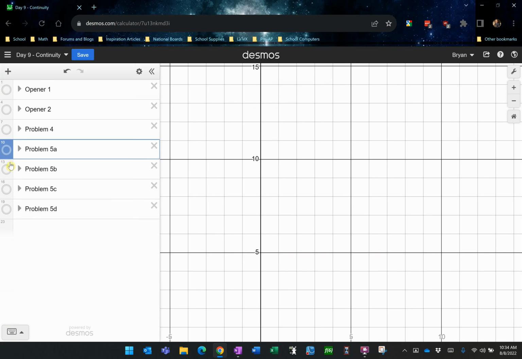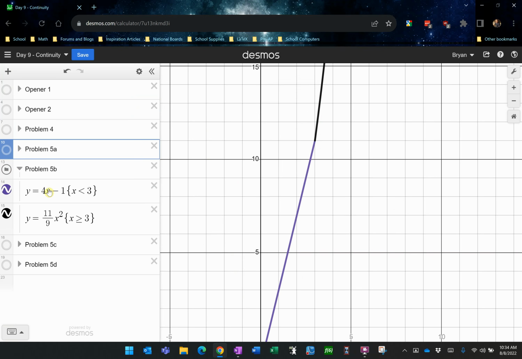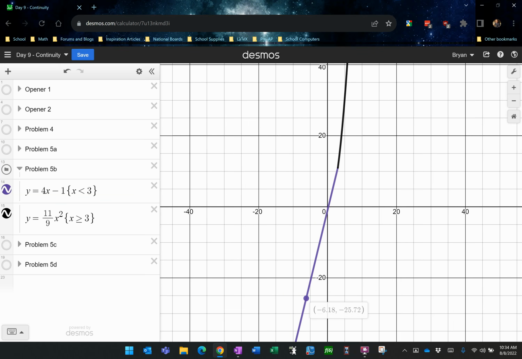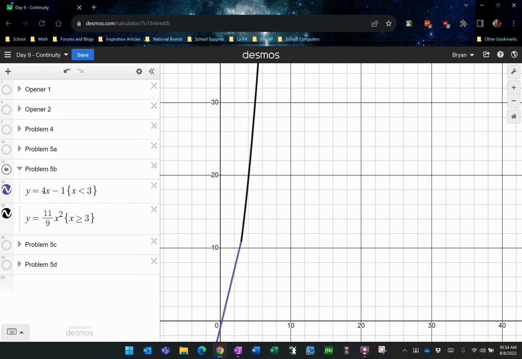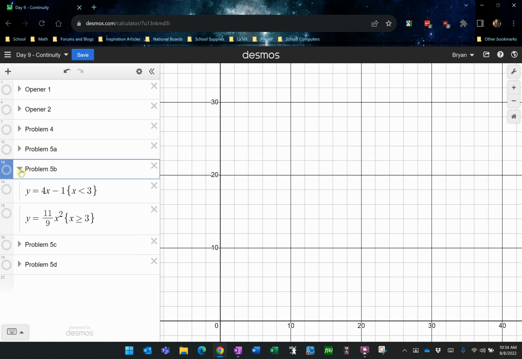For 5b, we have a line and a parabola. I replaced k with 11/9. And you can see as we approach 3, and I'll zoom out a little bit, we've got our line, which is in purple, and then this is actually our parabola. The parabola actually comes down and loops back around, but you can't really see that loop part because when x is greater than 3, it just kind of starts to look like a steep line there. Okay. All right, let's look at our last two.